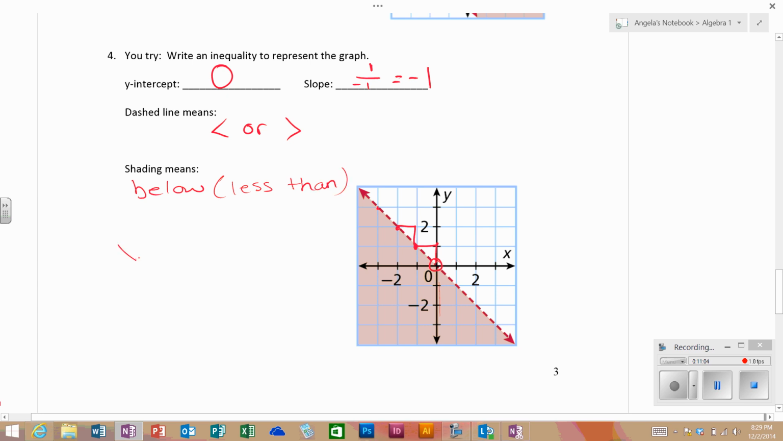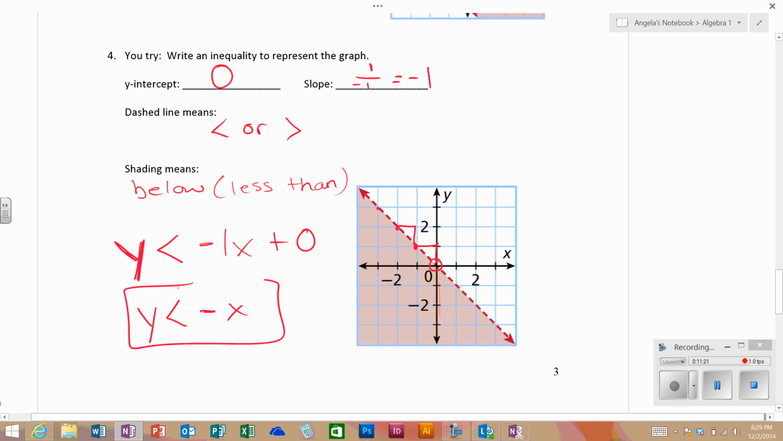So y is less than the m, which is -1x, plus b, which is 0. So we can just write this simply, y is less than -x or -1x. So here's your equation. Okay?